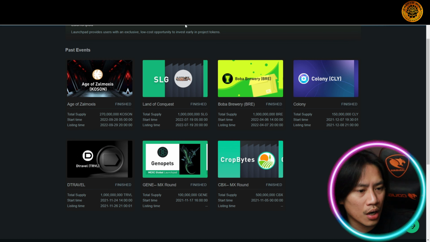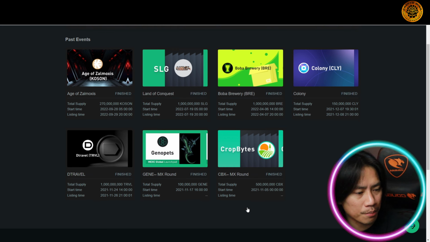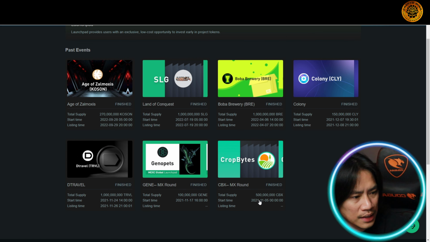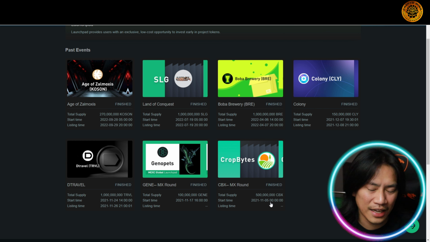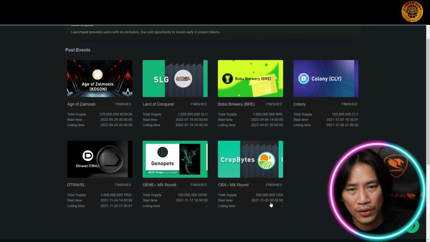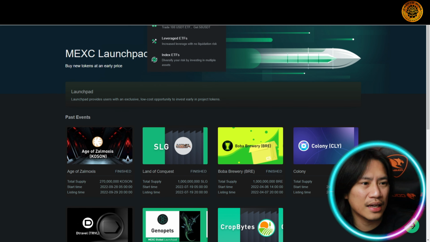Do you see what are the projects that are done? Past events. They also hosted the Crop Bites there, the Geno Pets. I have tokens of Crop Bites. That was way back last year. So they had a good price. I think it went up as high as like $3 for just a few hours, and then went down to $1, and then from there down it goes. Until now, once the mother coin goes down, the majority of the altcoins go down with it as well. So that's kind of how the trend goes.